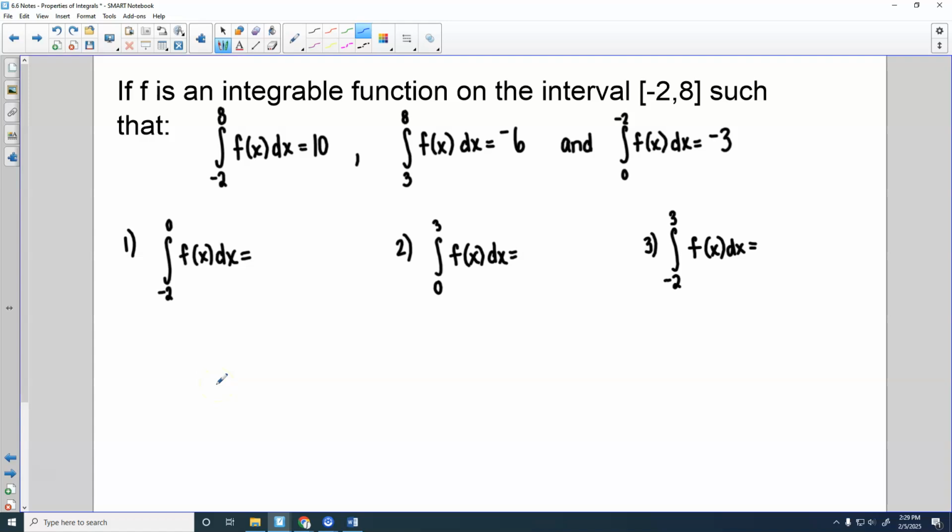What would that be? It's going to be +3. And we know that because the integral from 0 to -2 is -3. So if I just switch my limits, it's just going to change the sign of my answer. Okay, then I need 0 to 3. What's that one mean? Or how do we find that one?